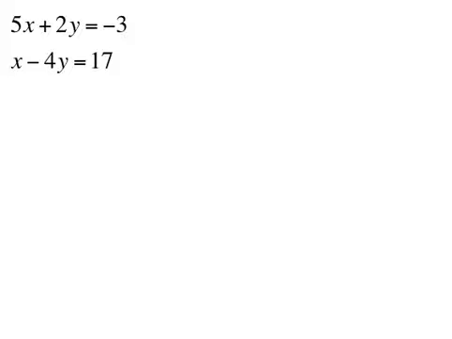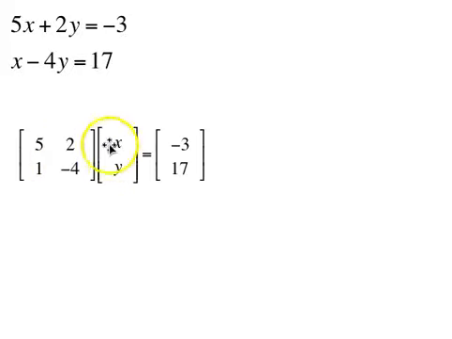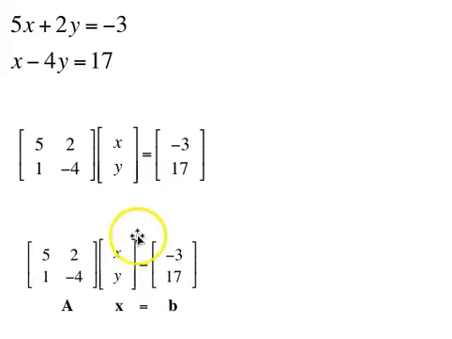Let's look at another one. 5x plus 2y is negative 3, and x minus 4y is 17. We need to rewrite this as a matrix equation, so we'll do that first. Matrix A times X equals B. Again, 5x plus 2y is negative 3. 1x minus 4y is 17. So there's matrix A, there's matrix X, there's matrix B.